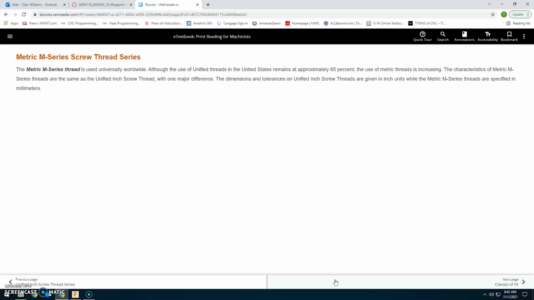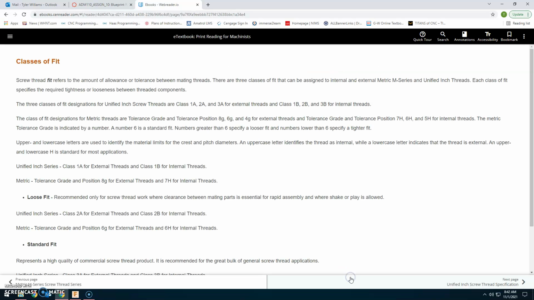Metric M Series Thread Series. The metric M Series thread is used universally worldwide, although the use of unified threads in the United States remains approximately 65%. The use of metric threads is increasing. The characteristics of metric M Series threads are the same as unified inch screw threads, with one major difference. The dimensions and tolerances of unified inch screw threads are given in inch units, while the metric M Series threads are specified in millimeters.